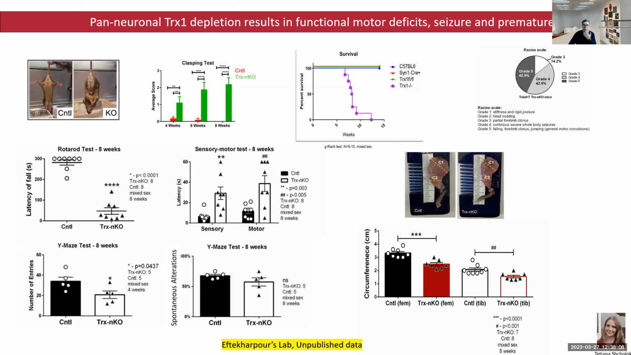But because these animals have seizures and die, we are not able to rule out the effect of thyroidexin on their memory. We also have looked at the size of these animals. These animals are smaller. The muscle mass is significantly lower, looking at their hind limbs and measuring the diameter of the femur and also the shin. And we see a significant decrease in those animals.